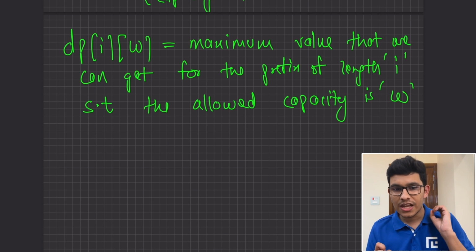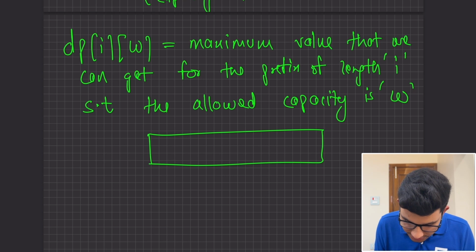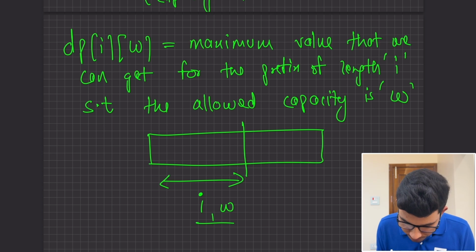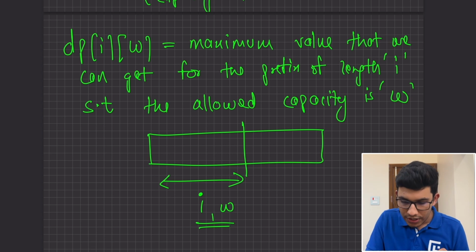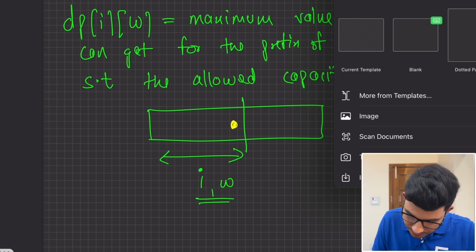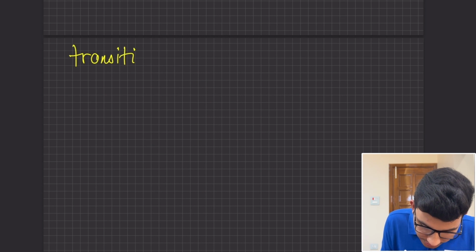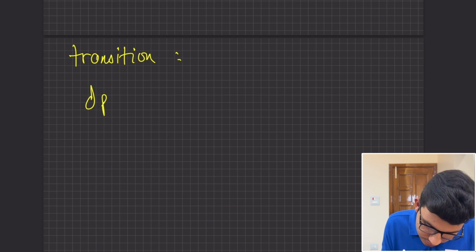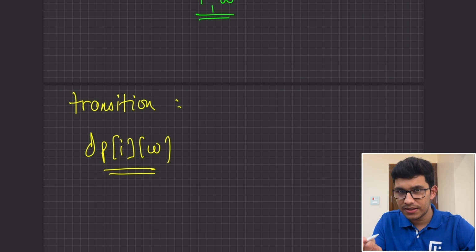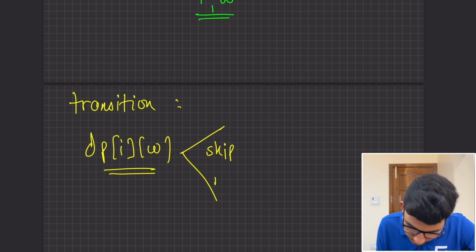Okay. So now think about it. If you are concerned about this prefix of length I, and you have a capacity of W, what are the two things that you can do? You can either pick up this last item or you could skip this last item. See, now we are talking about the transition. How do you actually get the value of dp of I comma w? So we have two things that we can do. Either we can skip the current value. If we skip, what happens? One is skip and one is pick.